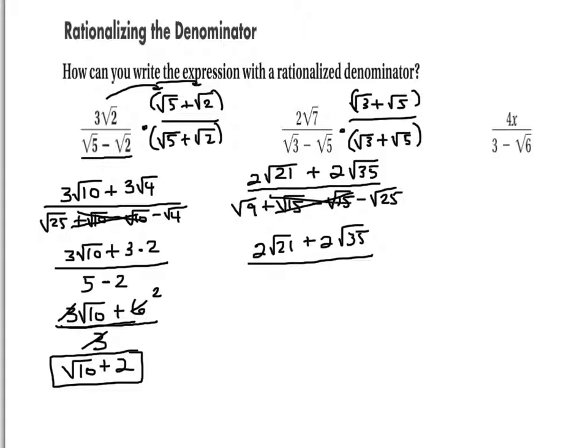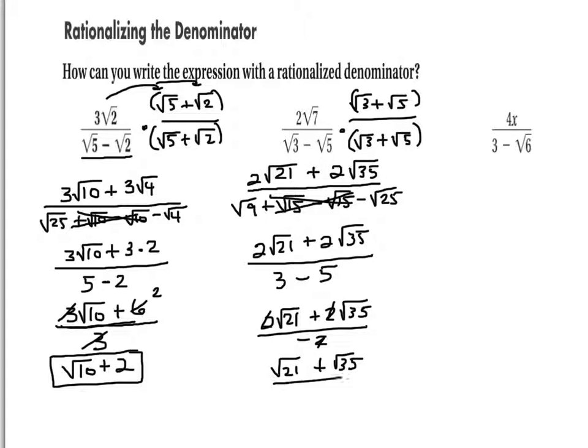Again, these middle terms are going to go away. Square root of 9 is 3. Square root of 25 is 5, so I end up with 2 square root 21 plus 2 square root 35 all over negative 2. And again, you'll notice the numbers all on the outside go into each other, so I'm going to divide everything by 2. So essentially, my 2's are all just going to cancel, and I'm left with the square root of 21 plus the square root of 35 all over negative 1.